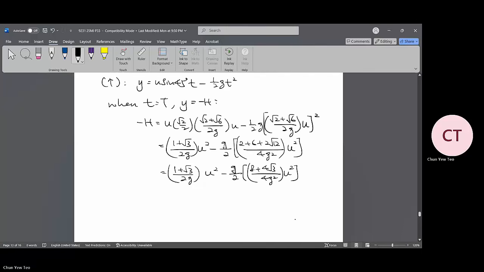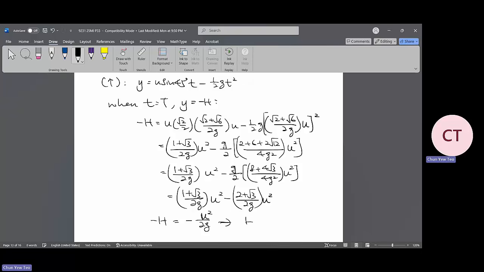Almost done. Simplify it, you will have 1 plus √3 over 2g u squared, minus 2 plus √3 divided by 2g u squared. Simplify it together, you will have this one as negative 1 over 2g u squared. That is a negative h, which means that your h is a positive u squared over 2g.